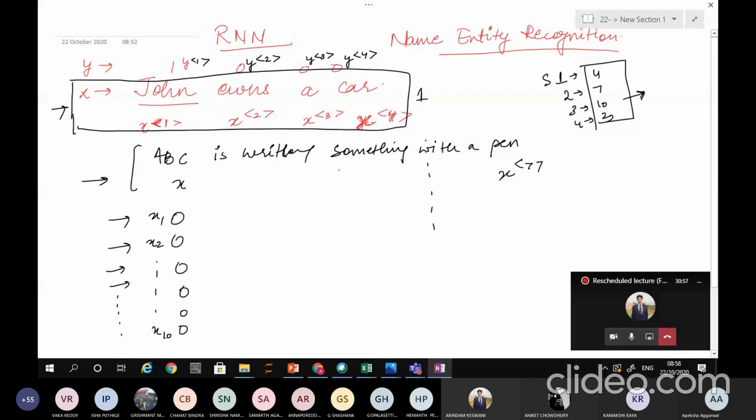But the problem with this is, suppose we have very large sentences, in that case most of the values that we are giving as input features are 0. That is why we don't use a simple neural network. Instead of this, we use a recurrent neural network.